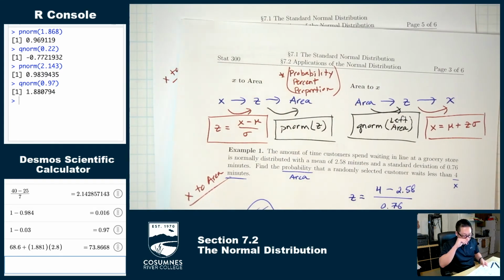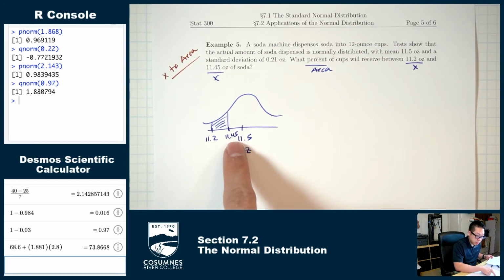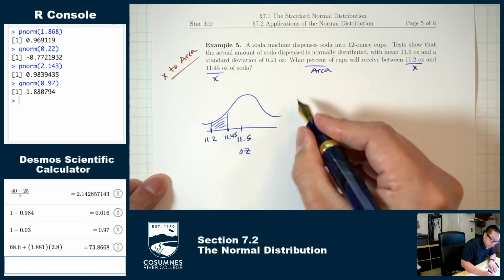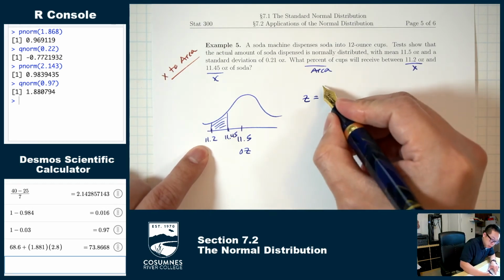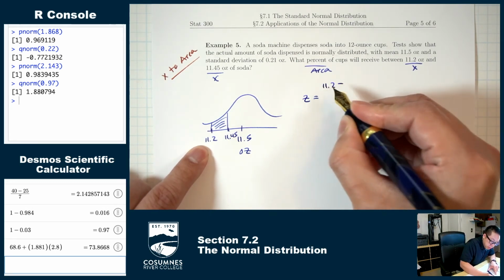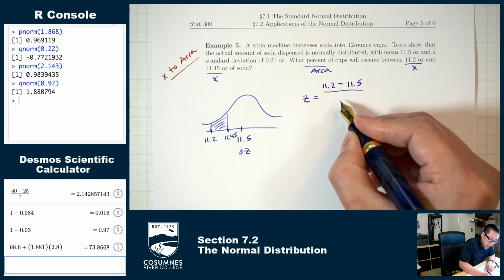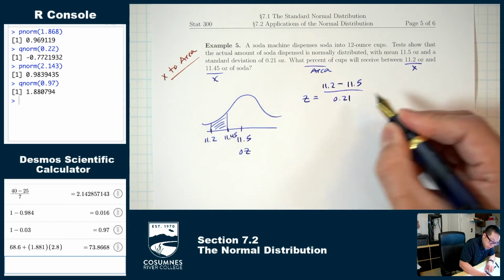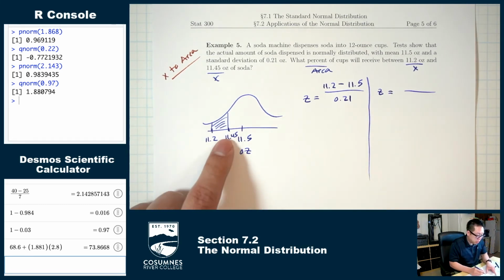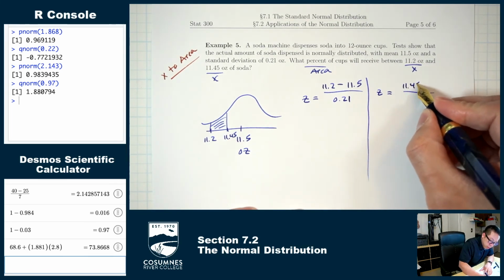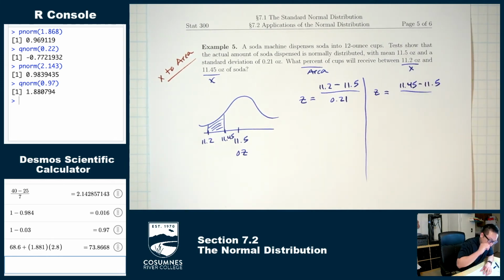All right, so we said this was x to area. So my workflow is to do the z-score formula on both of these x's. So I'm gonna have two of these. First one for 11.2, so that's gonna be 11.2 minus the mean, which is 11.5, divided by the standard deviation, 0.21. So I'll do that one later. For the 11.45, it's going to be 11.45 minus the mean, 11.5, divided by the standard deviation, which is 0.21.